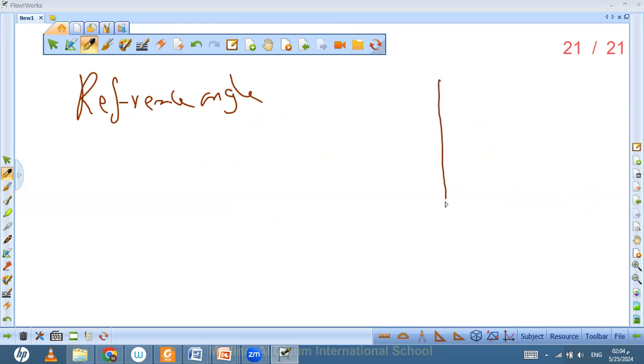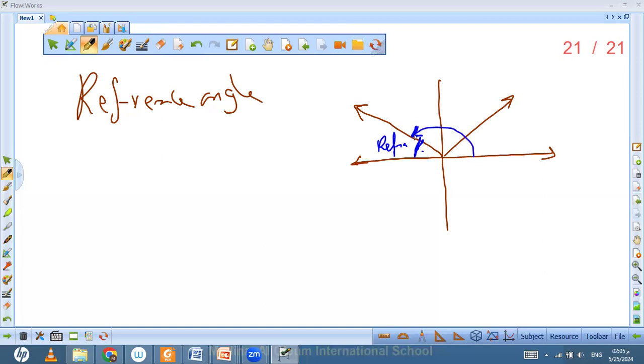Look, if I have an angle in the first quadrant, it's already acute, no reference. But for an angle in the second quadrant, where is the acute one, where is the reference? This is the reference angle, guys. This is the reference. If I give you the reference and you need the angle, theta equals 180 minus the reference angle.